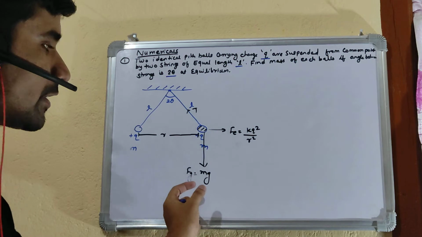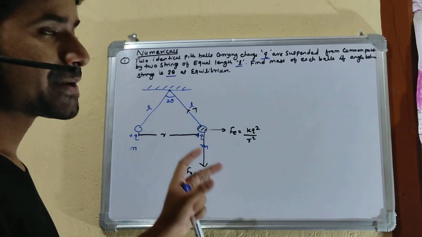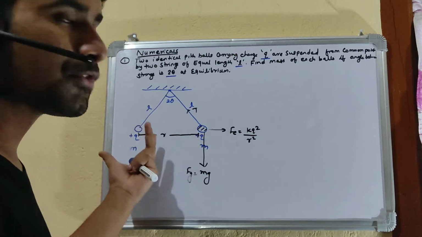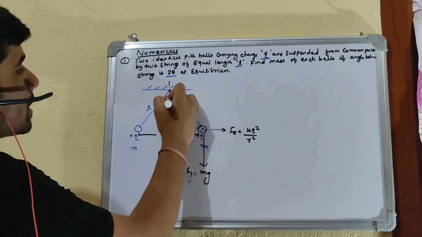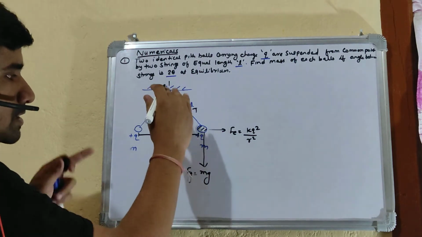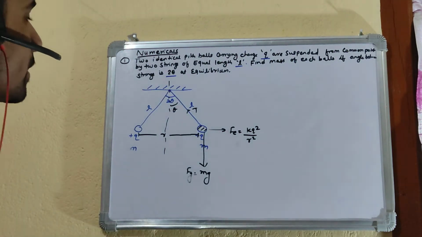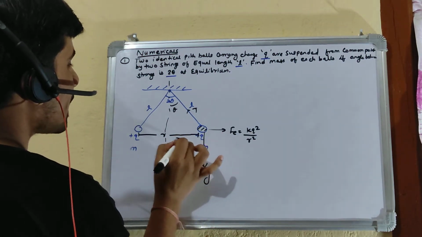And we need to find the value of m. Okay, so before drawing a free body diagram and solving this, let's find out what is the value of r and other things, right? Let me draw a perpendicular from this point. So this will be theta, since the system is symmetric. Now you can say this is r by 2 and r by 2.